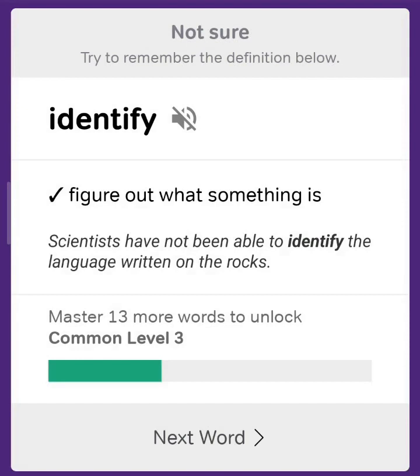Scientists have not been able to identify the language written on the rocks. Identify. Figure out what something is.